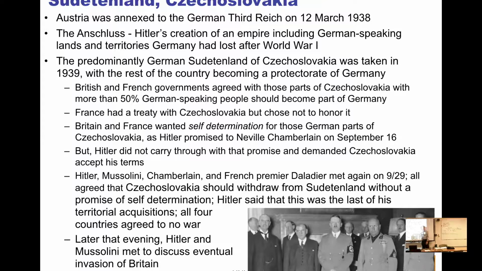That evening, after that meeting of these four leaders of four European countries, Hitler and Mussolini met to plot the eventual invasion of Britain. So Hitler, of course, was trying to take over Europe, as he was promising that he would take no more than Austria and Czechoslovakia. So it's a very tense time. Of course, we all know about Chamberlain, who was criticized as being an appeaser.